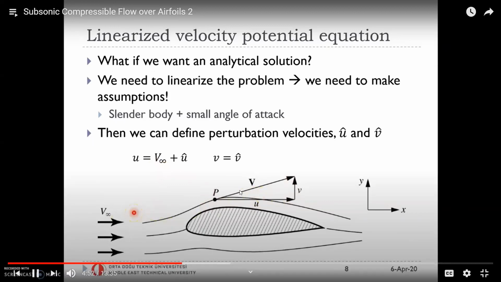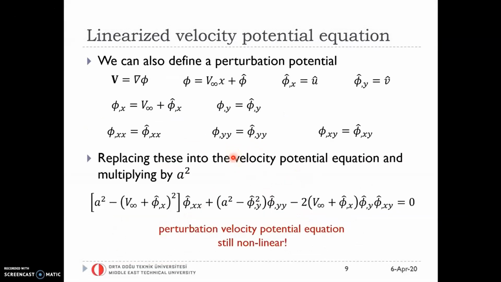The u component is the summation of the free stream plus the perturbation velocity, whereas our v component is just the perturbation velocity. Similar to defining perturbation velocities, you can also define a perturbation potential, because here the velocity is given as a gradient of our velocity potential. Let's define this velocity potential as v infinity times x plus some perturbation potential.